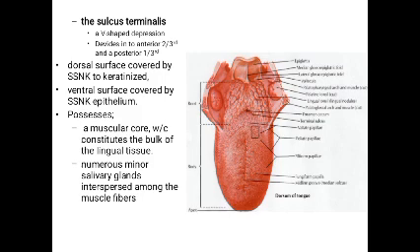The dorsal surface is covered by SSNK, keratinized. The ventral surface is covered by SSNK epithelium. It possesses a muscular core which constitutes the bulk of the lingual tissue. Numerous minor salivary glands are interspersed among the muscle fibers.